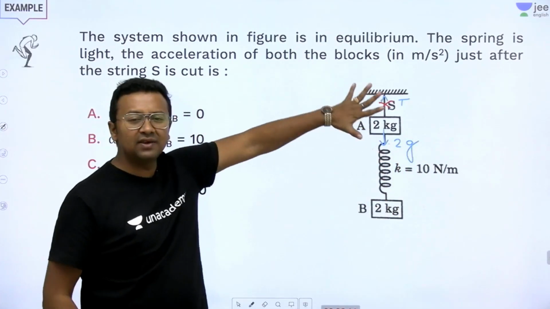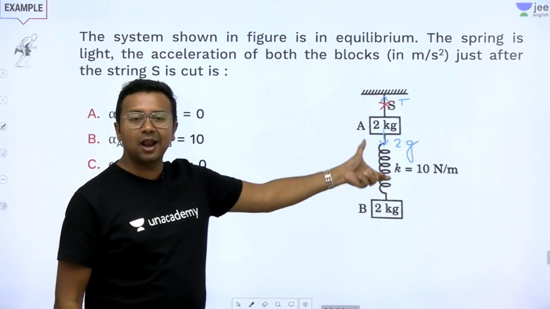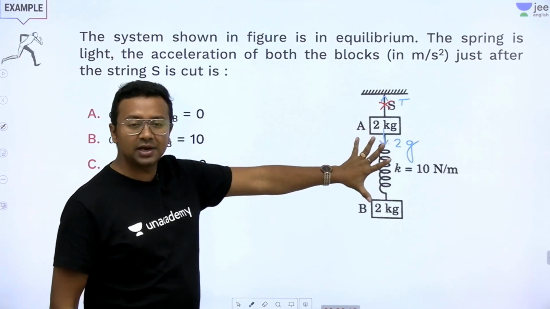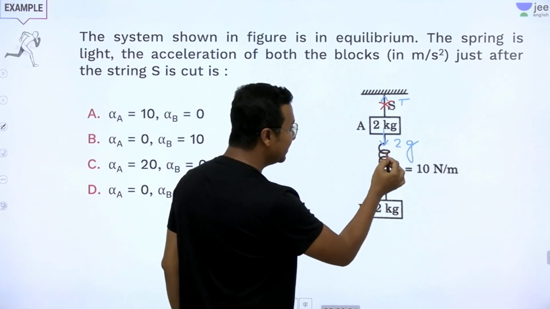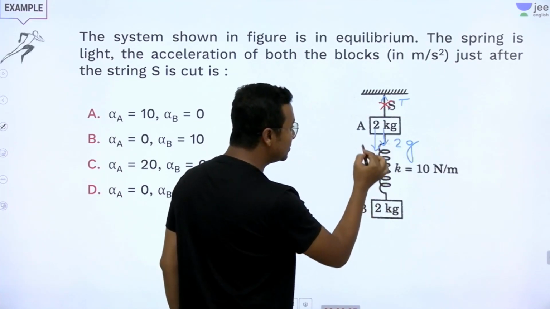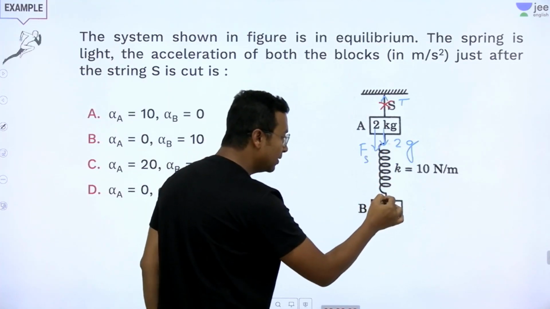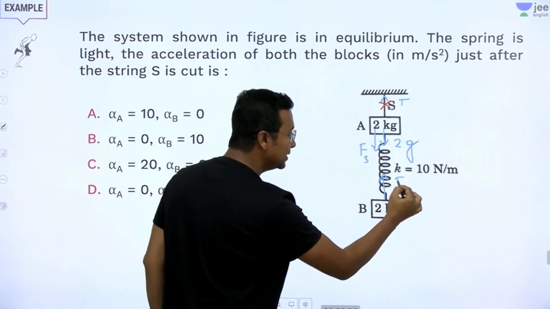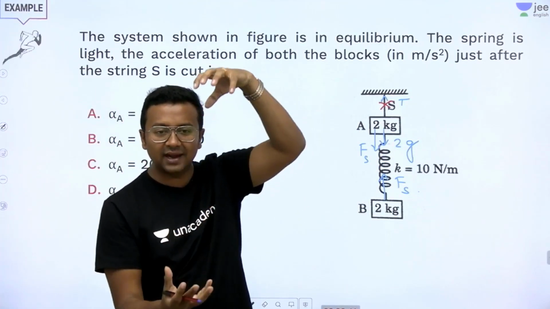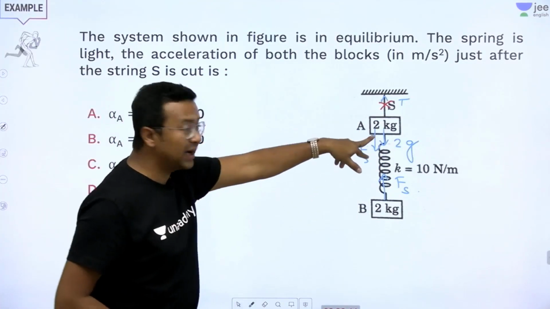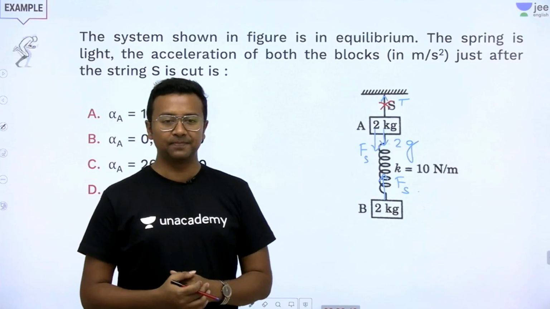Students, if you leave this arrangement like this, think about it, there is going to be an elongation in the spring. Because of which, the spring force will act in this direction. On the upper block, it will be in the downward direction, because the spring will try to restore its length. On the bottom one, it is going to be in the upward direction. Clear?